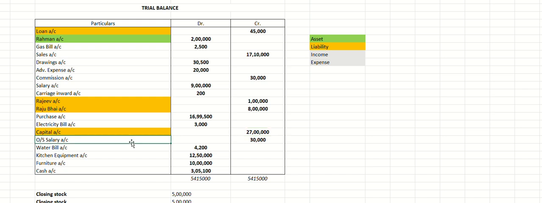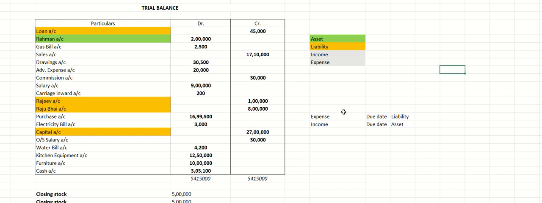Now we have outstanding salary. We know salary was an expense, but outstanding salary is unfortunately not an expense. This often confuses people because since there is the word salary, people misunderstand it to be an expense. Understand one thing. Any expense, if it crosses its due date, then it is our liability. Similarly, any income, if it crosses the due date, then it becomes our asset.